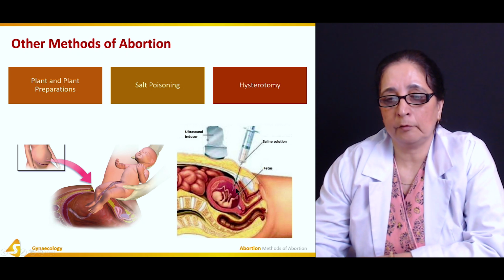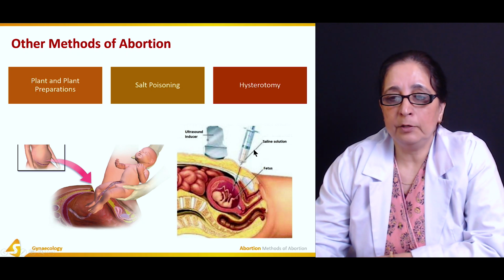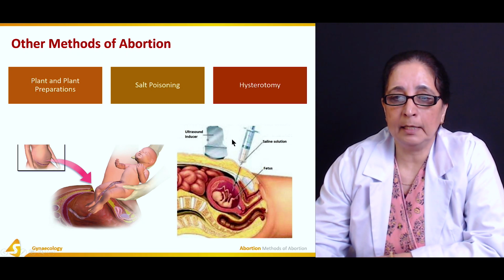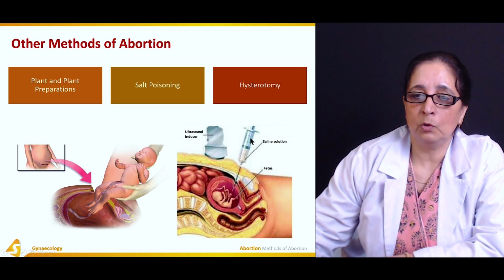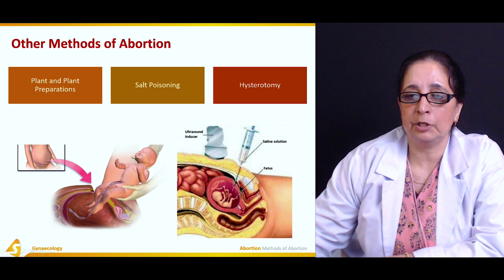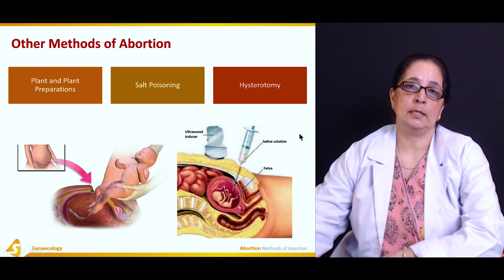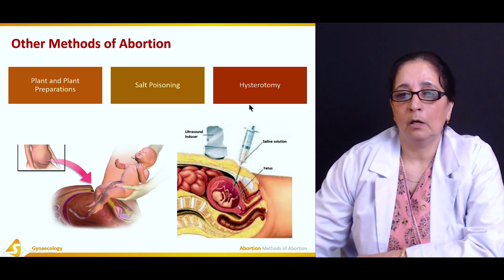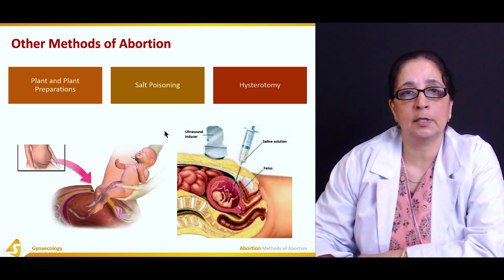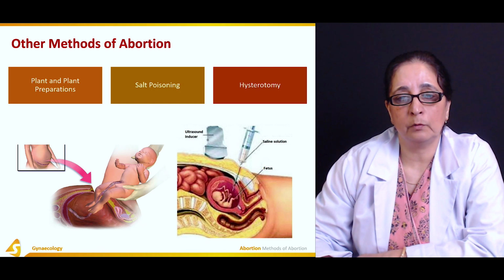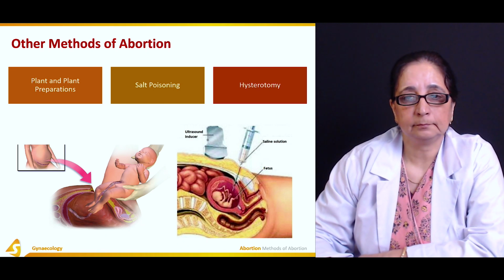So this is intraamniotic infusion in the amniotic fluid, and usually this procedure is done under ultrasound. With the help of ultrasound, the doctor can see where to go in. So this procedure is done. And then the third is the hysterotomy, or opening of the uterus, to remove the product of conception or to do the abortion.